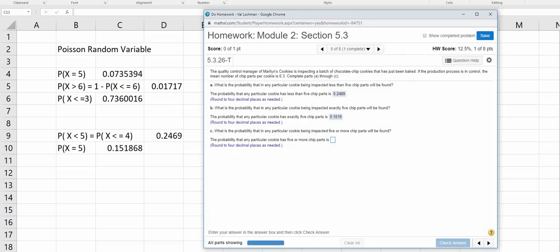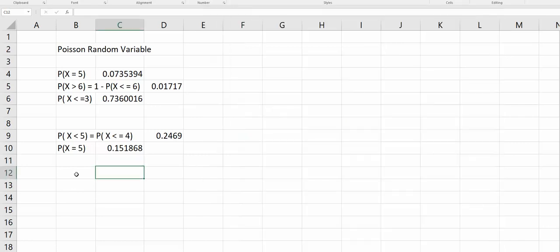And what about the last one? What is the probability that in any particular cookie being inspected, 5 or more chip parts will be found? 5 or more. That's the probability that X is greater than or equal to 5. The complement of that is less than or equal to 4, and we have already computed that. So this is 1 minus this probability.